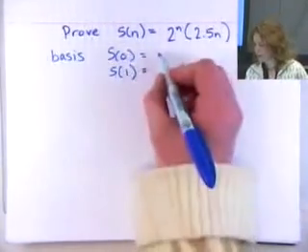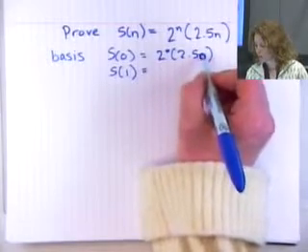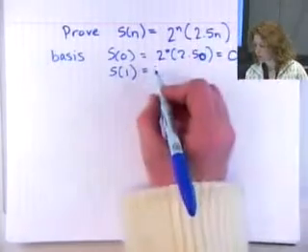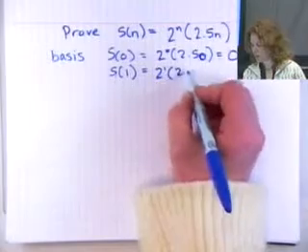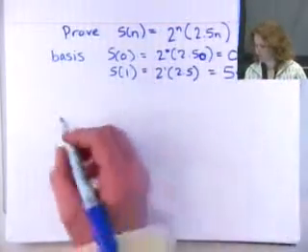So S of 0 is 2 to the 0 times 2.5 times n, and n is 0, so that's equal to 0. 2 to the 1 times 2.5 times 1 is 5. So those two work out.